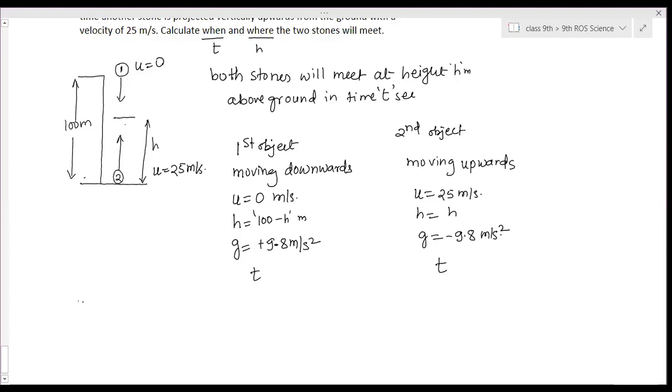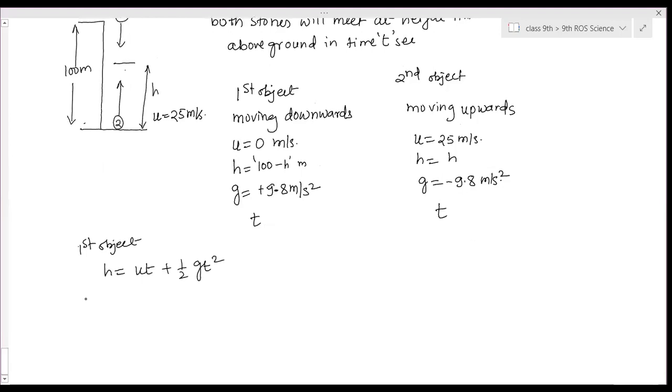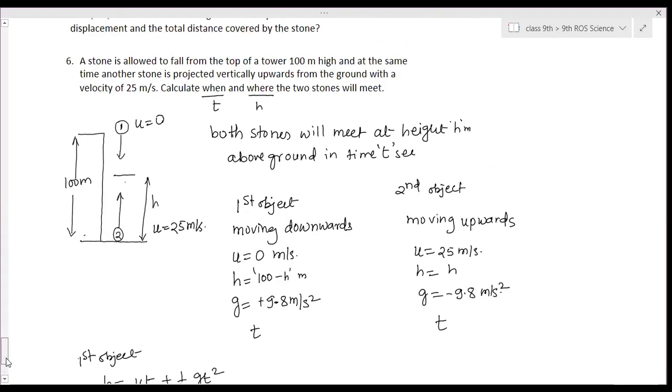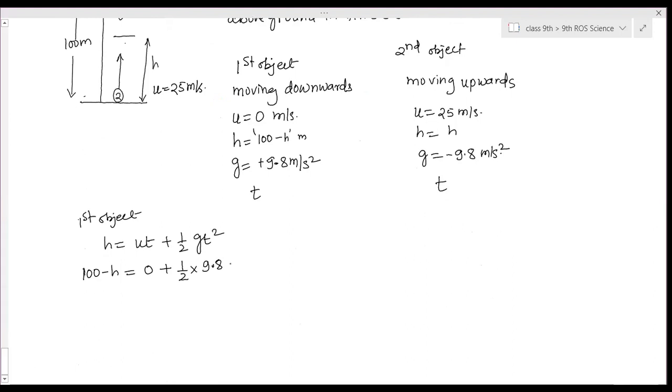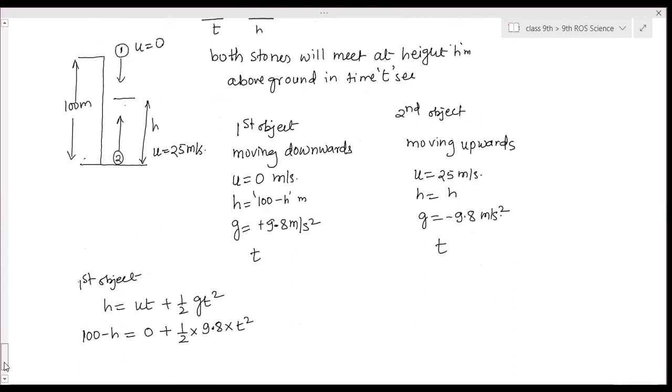So, motion of the first object. h is equal to ut plus half gt squared. The distance covered is 100 minus h. u is 0, so ut is 0, plus half into 9.8 (they have given the g value?) into t squared. We have to take it as t squared, I think so.